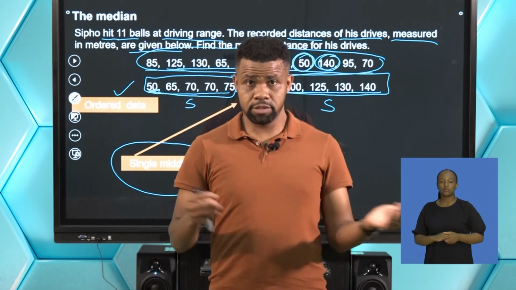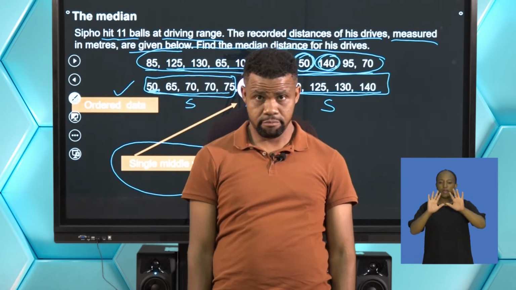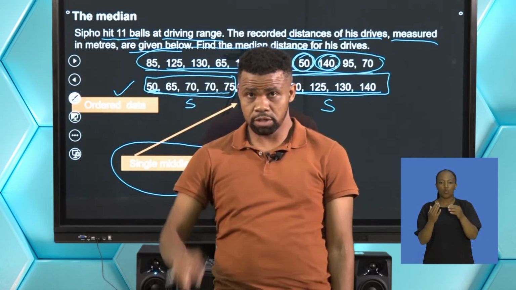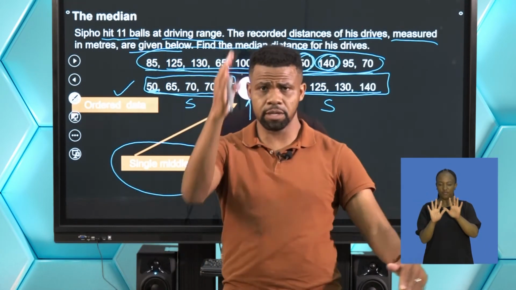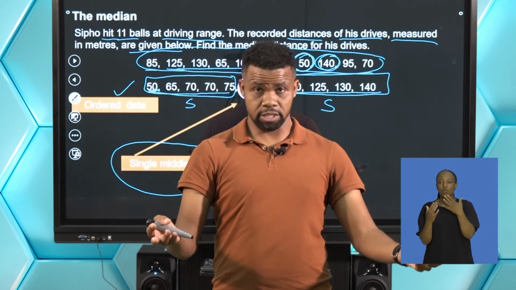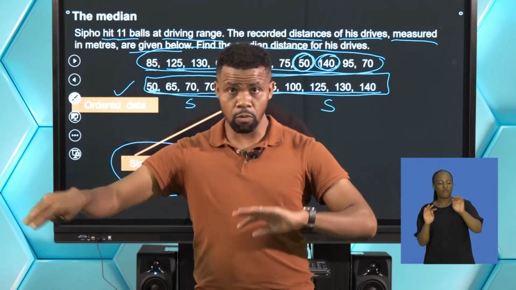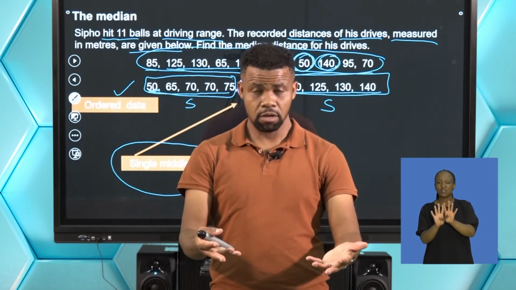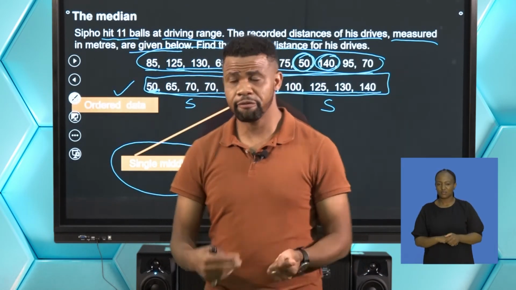What if we have 10? Where do I find the middle? Because I put 5 that side, 5 that side. What is in the middle? Oh, nothing. What if I have 8 data set? What is the middle? 4, 4. What is the middle? Let's look at that. How do we find the median?